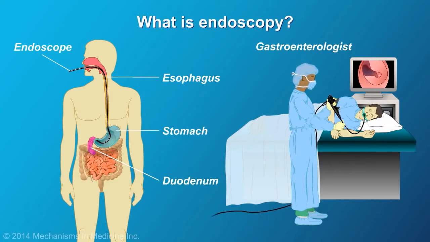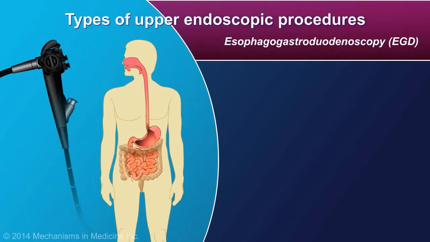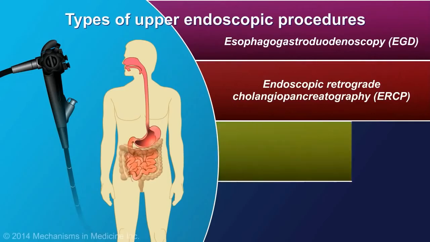Gastroenterologists use endoscopy to view a patient's GI tract and may employ a variety of endoscopic procedures. Depending on what is being examined, several other types of endoscopic procedures can be used. Esophagogastroduodenoscopy, or EGD, is used to examine the lining of the esophagus, stomach, and duodenum. Endoscopic retrograde cholangiopancreatography, or ERCP, is used to diagnose and treat a specific disease within the pancreatic or bile ducts.